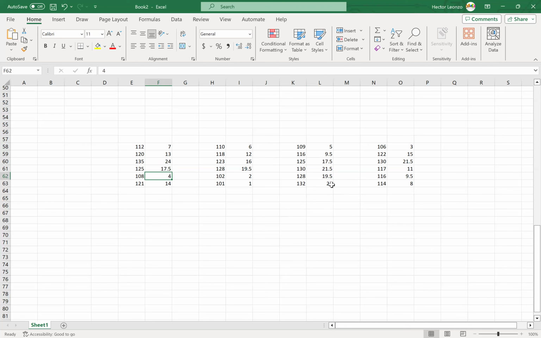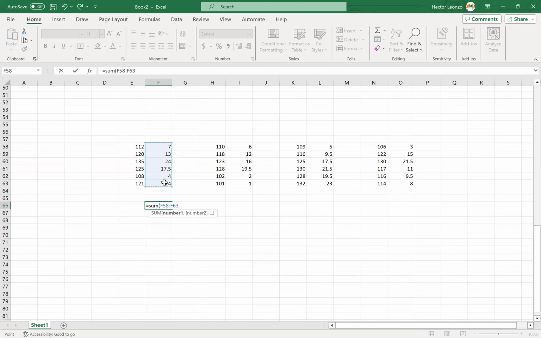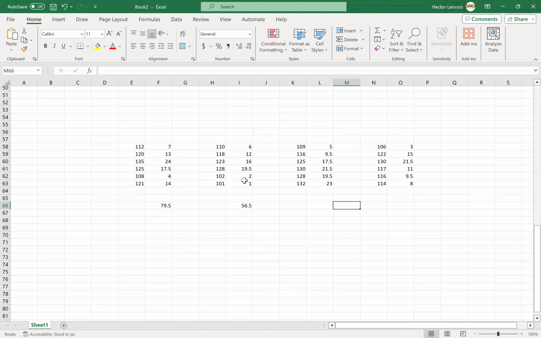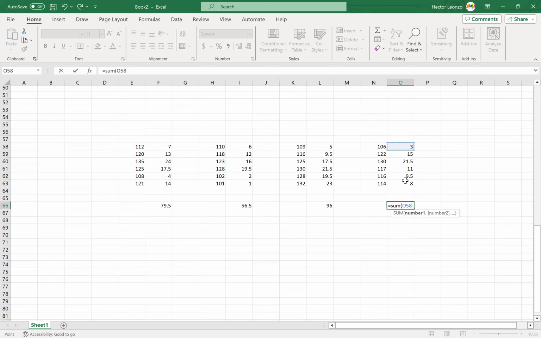Let me add my ranks. So I'm gonna go sum, open parentheses, and I'm gonna highlight all of these. I added all my sums, okay? For my second list, my rankings is there. For my third list, let me add my rankings. And then for my last list, let me add my rankings. Let me square each of them.